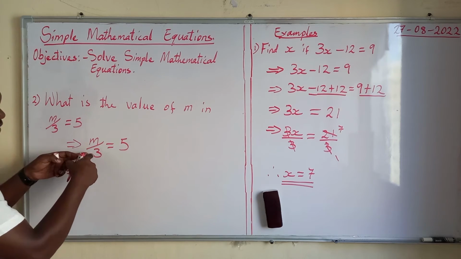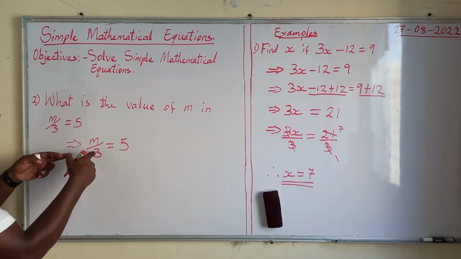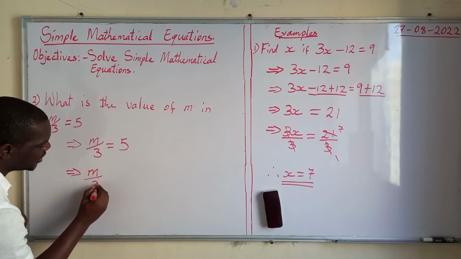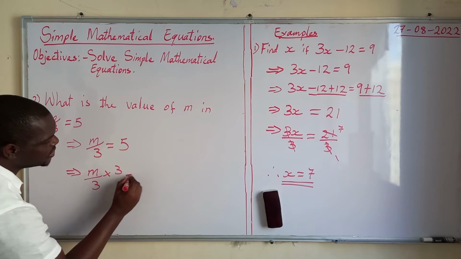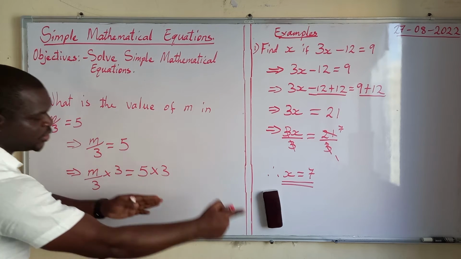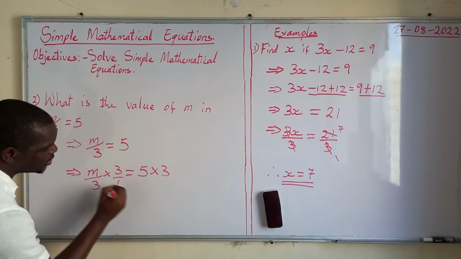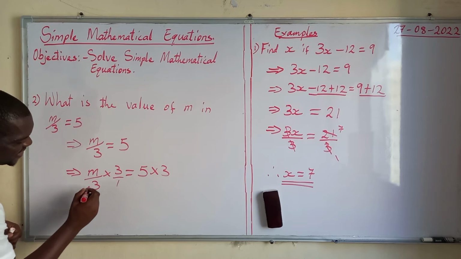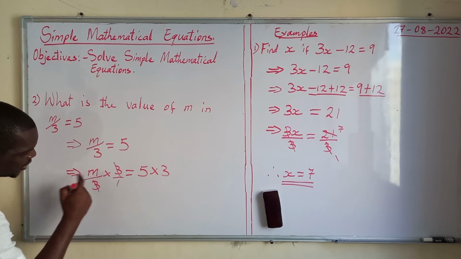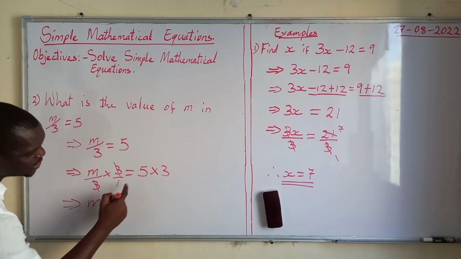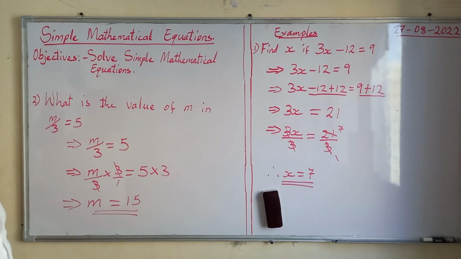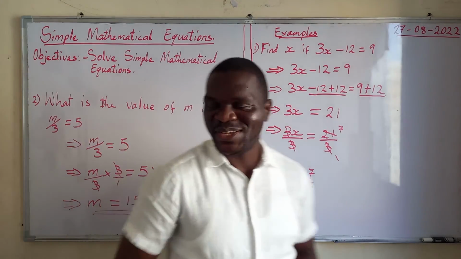On the left-hand side, the question says m is divided by 3. So to eliminate 3, we are going to multiply. So we take m all over 3 times 3 is equal to 5 times 3. What we've done to the left-hand side, we equally do to the right-hand side. You can just put this all over 1 to make it look neat, and this 3 will simplify this 3. So on the left-hand side, you are left only with m, and m is equal to 5 times 3, which is 15.